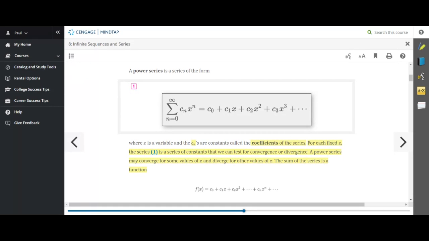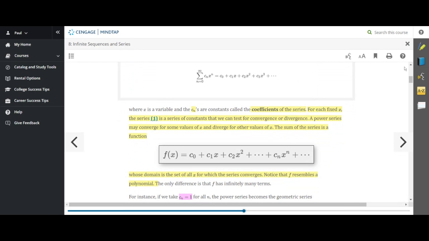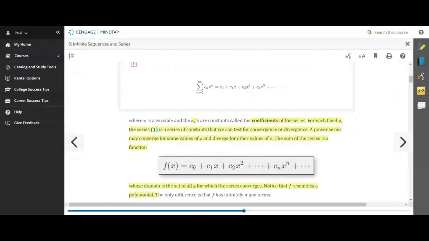So that's what a power series is. And the sum of the series is actually then a function. The terms of the series involve the variable x. So you can think of the infinite series, the power series, as a function of x. And that's what they're showing in the highlighted box. And the domain of the function is the set of all x values for which the series converges.